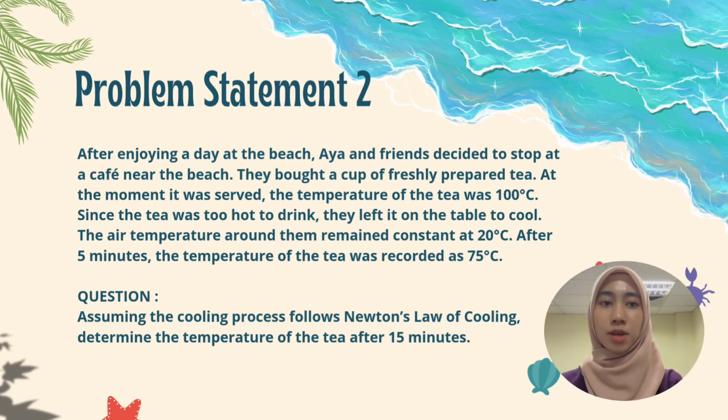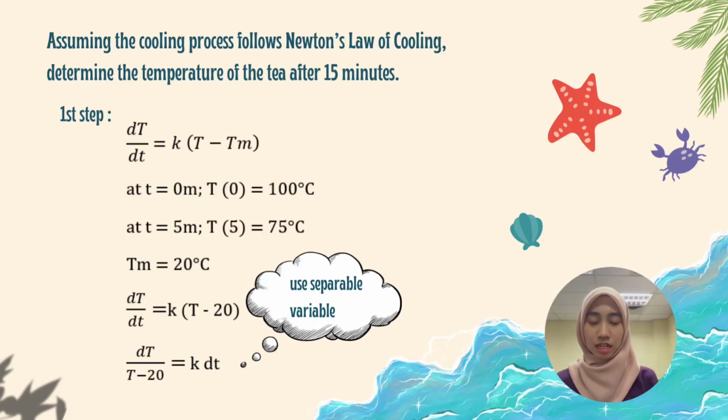Next, we proceed with problem statement 2. After enjoying a day at the beach, Ayah and friends decided to stop at a cafe near the beach. They bought a cup of freshly prepared tea. At the moment it was served, the temperature of the tea was 100 degrees Celsius. Since the tea was too hot to drink, they left it on the table to cool. The air temperature around them remained constant at 20 degrees Celsius. After 5 minutes, the temperature of the tea was recorded as 75 degrees Celsius. The question is, assuming the cooling process follows Newton's law of cooling, determine the temperature of the tea after 15 minutes.